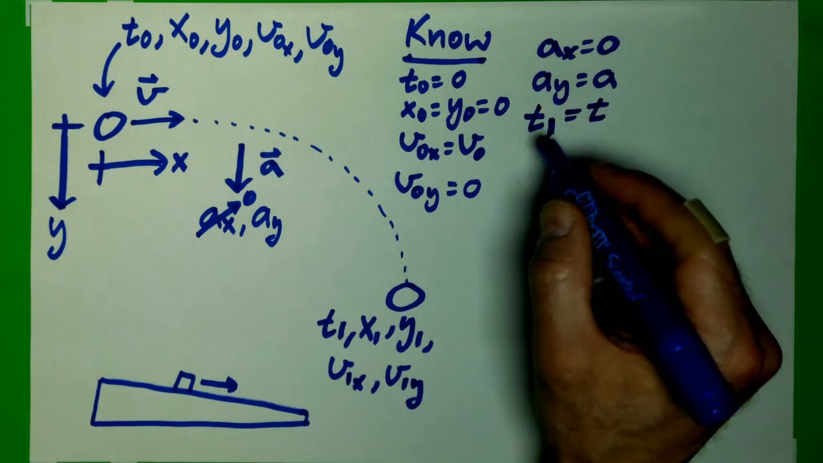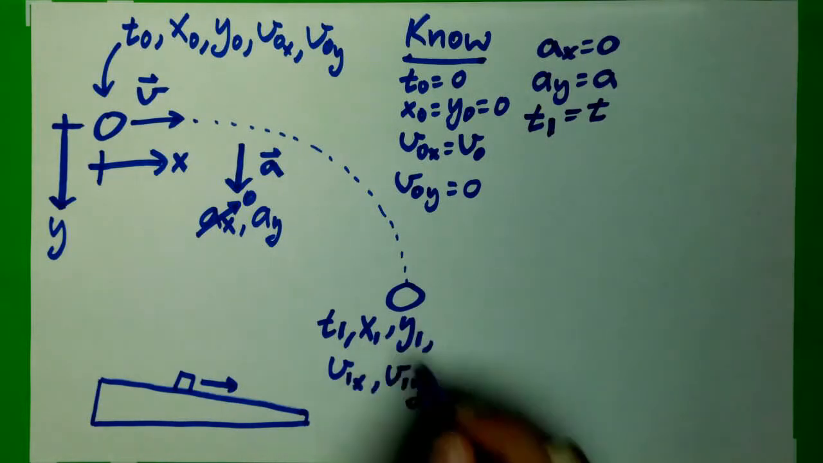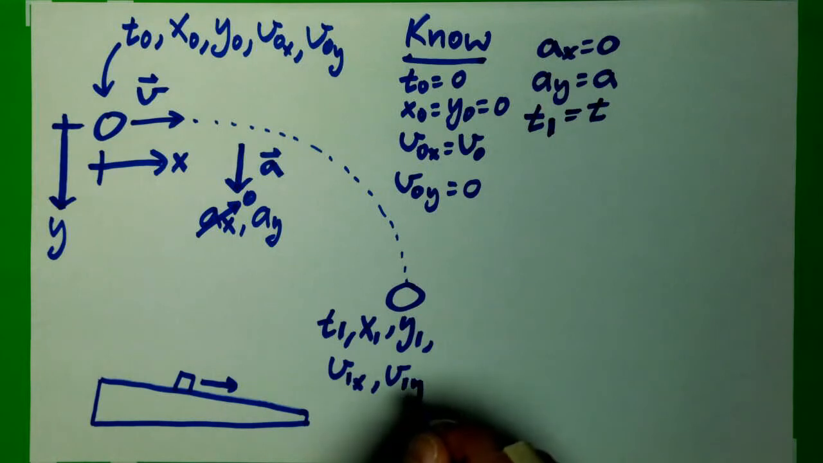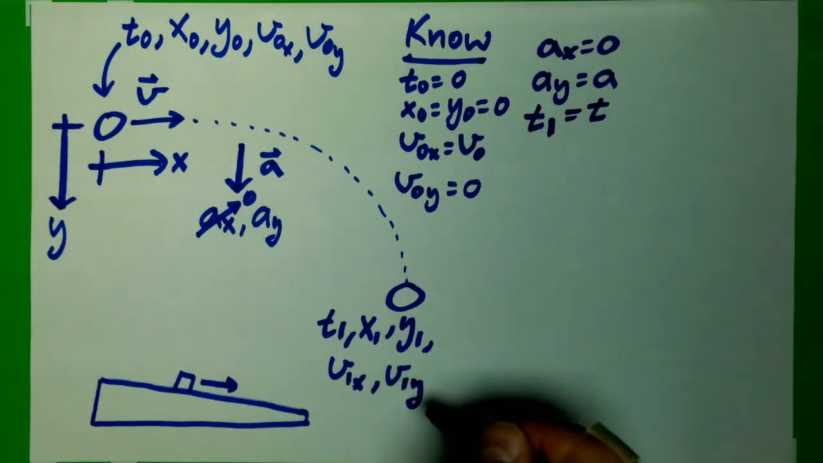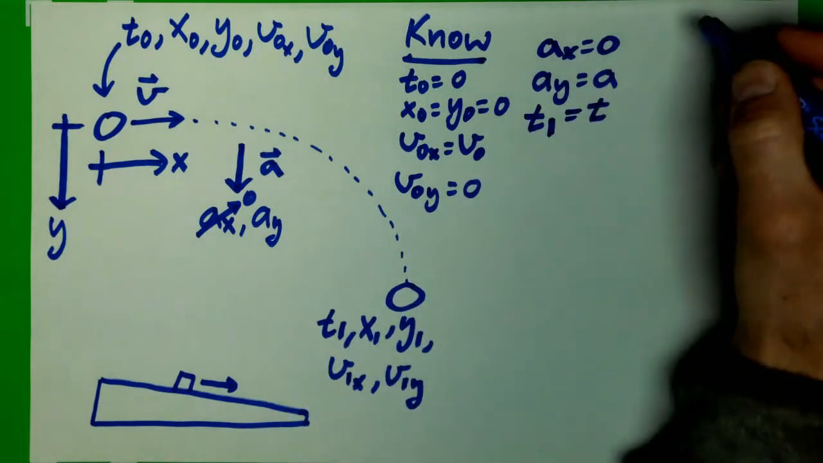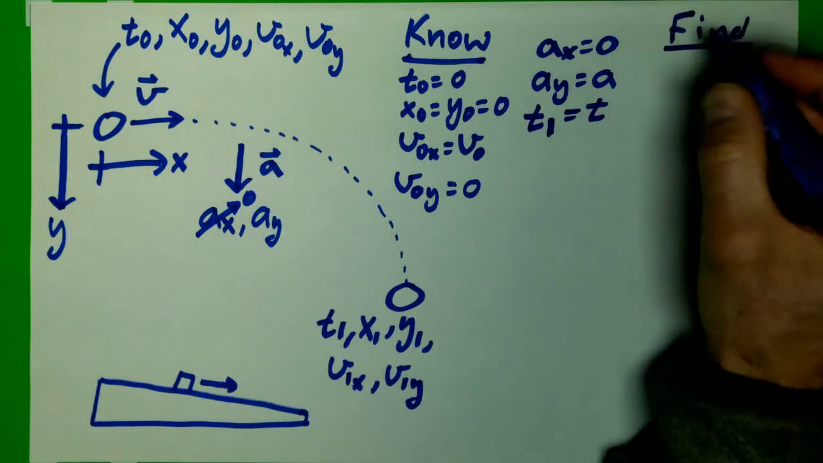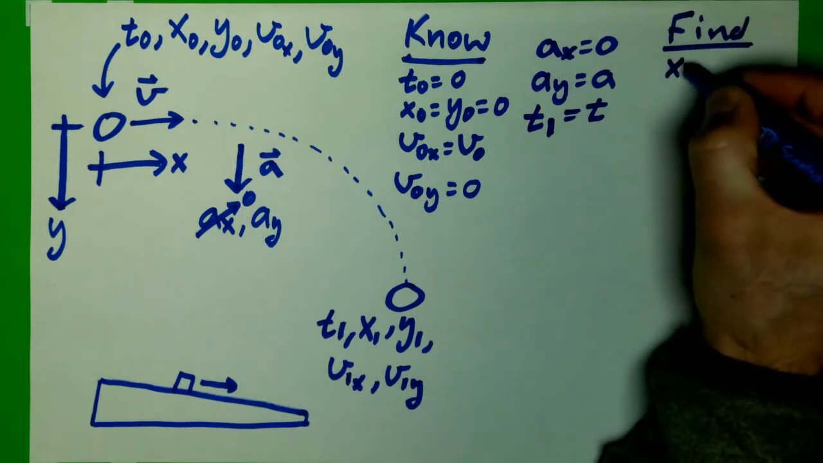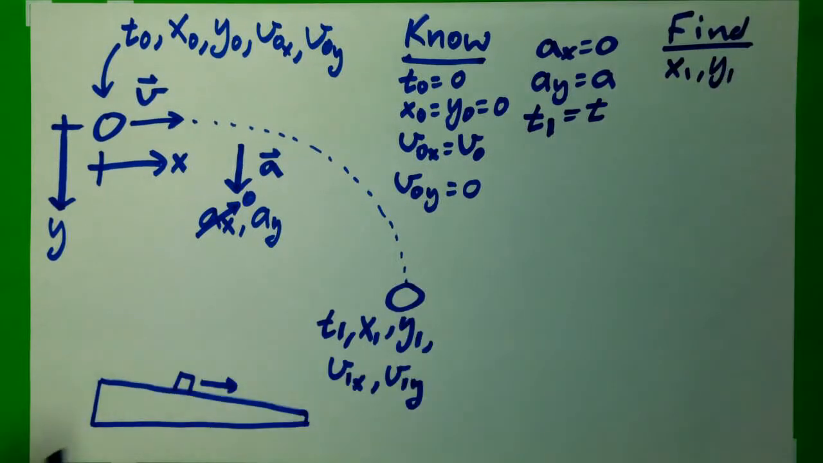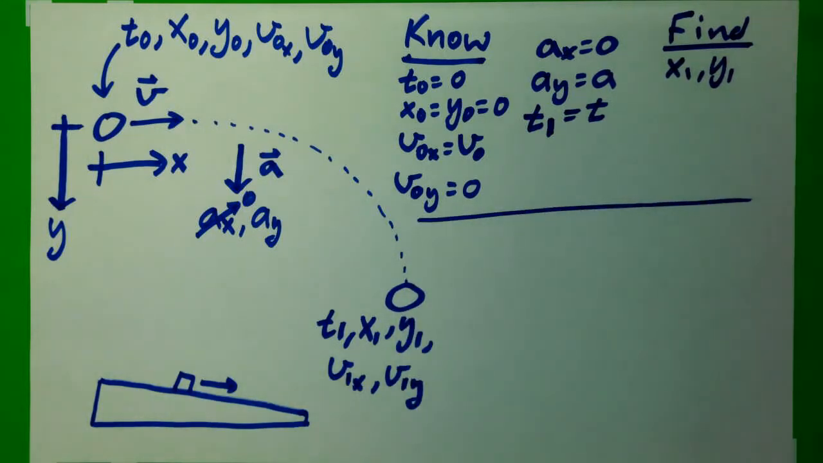I don't know x1, I don't know y1, I'm looking for those. I don't know v1x, and I don't know v1y. I could have looked for those, but in this problem I'm not looking for those. So finally I can put find, and I've got x1 and y1. Okay, so now I'm ready to try and solve this problem.